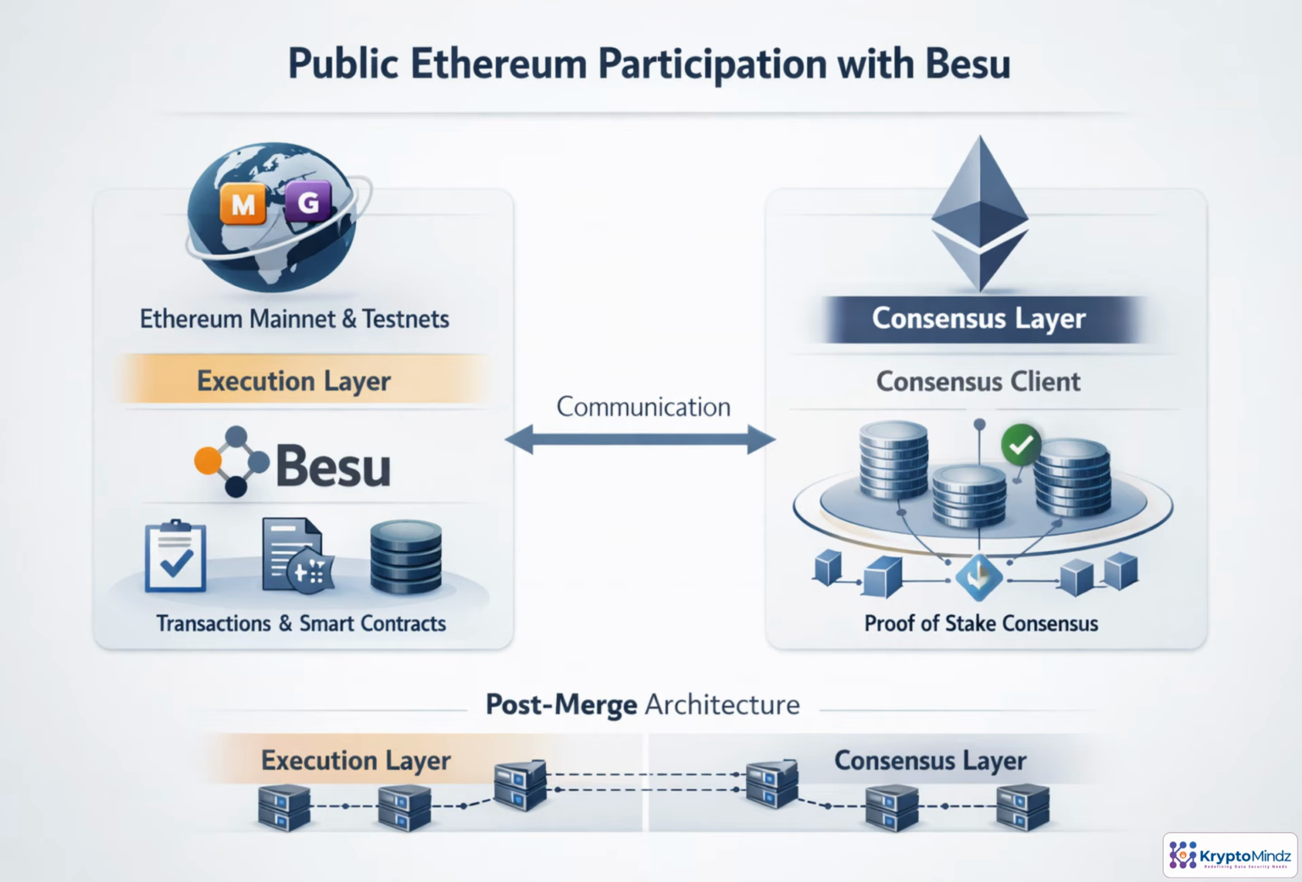On public Ethereum, Besu can run as the execution client for mainnet or testnets. Its role is to process transactions, run smart contracts, and maintain execution state. Since the merge, Besu does not handle proof-of-stake consensus by itself. It pairs with a consensus client, which manages validator duties and block agreement. Together, they form a complete Ethereum node, while applications interact with Besu through JSON-RPC.